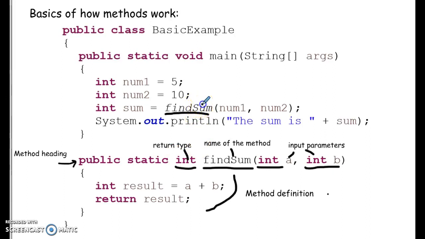So much like we did Math.pow, we're going to store that in a variable called sum, and then we can do whatever we want. We can add to the sum, we can display it. In this case, we're just displaying it. Okay, so this is a good example. This is a pretty complex method because it takes in two input parameters and returns a single int and stores it here in sum.